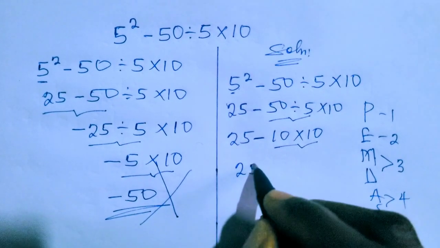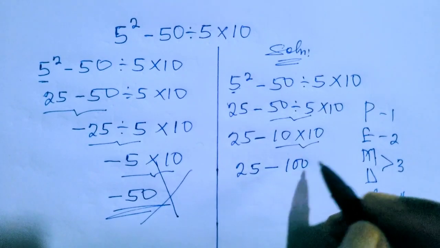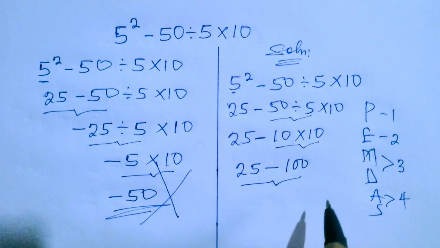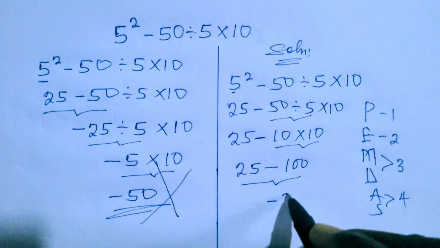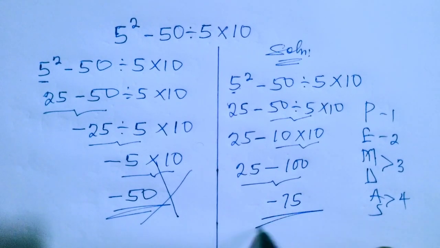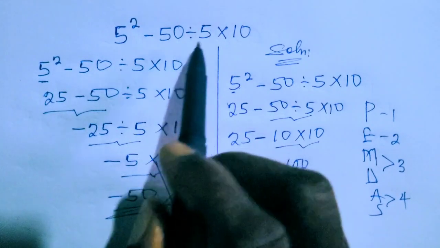We are going to have 25 minus 10 times 10, that gives 100. And lastly, we consider subtraction. Now 25 minus 100 will give us minus 75. And this is the correct answer to this algebraic expression right here.